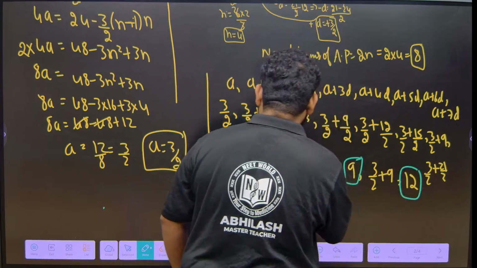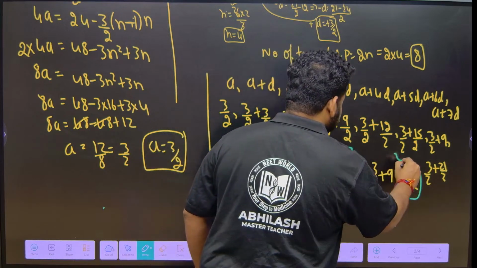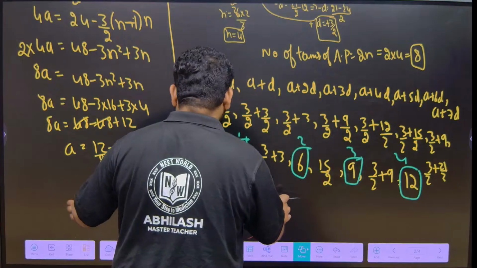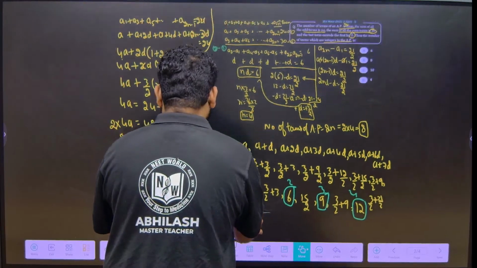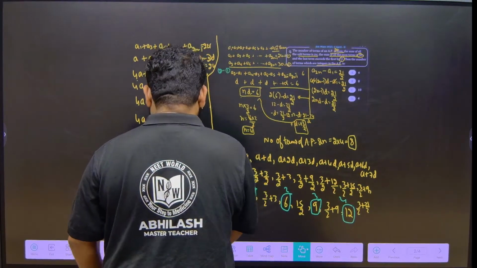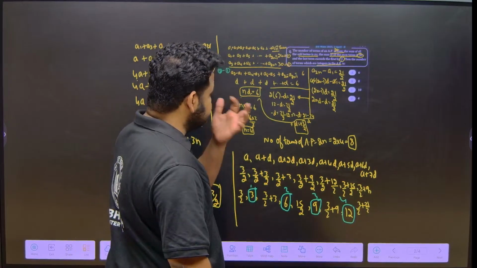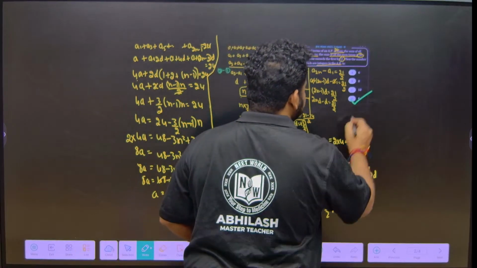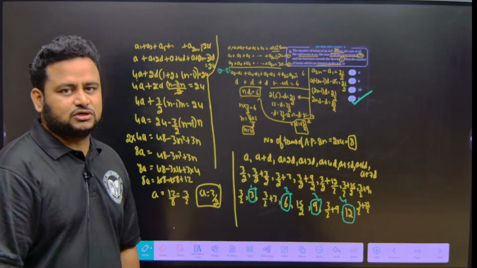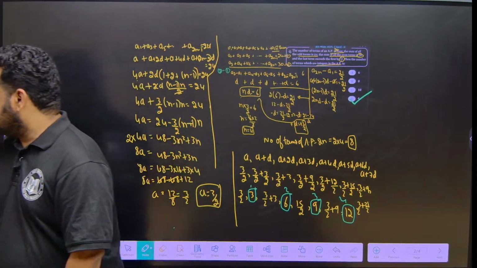So how many terms are there? 1, 2, 3, 4. So the number of integral terms of the AP is what? The number of terms which are integers in the AP is 4. Option D is the right answer to this question, friends. Clear? Option D is the right answer to this question.